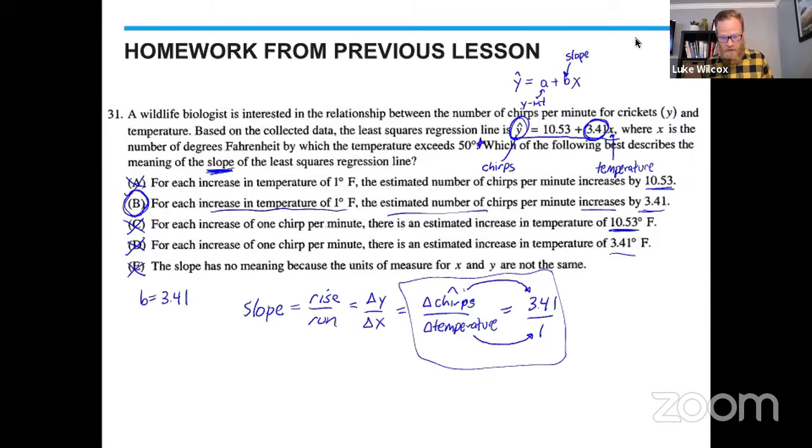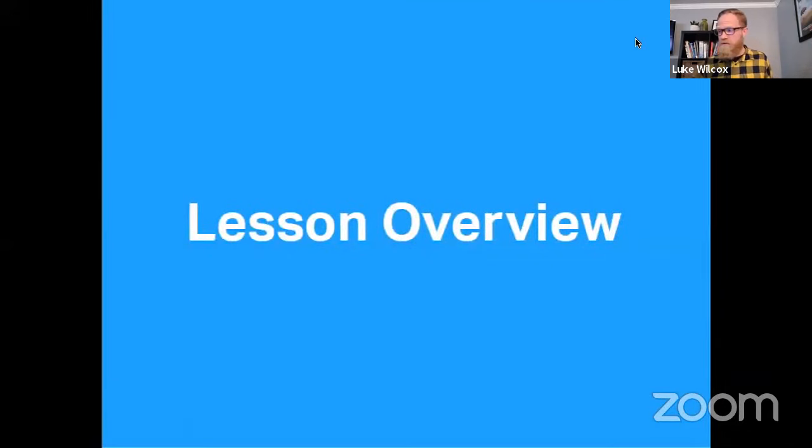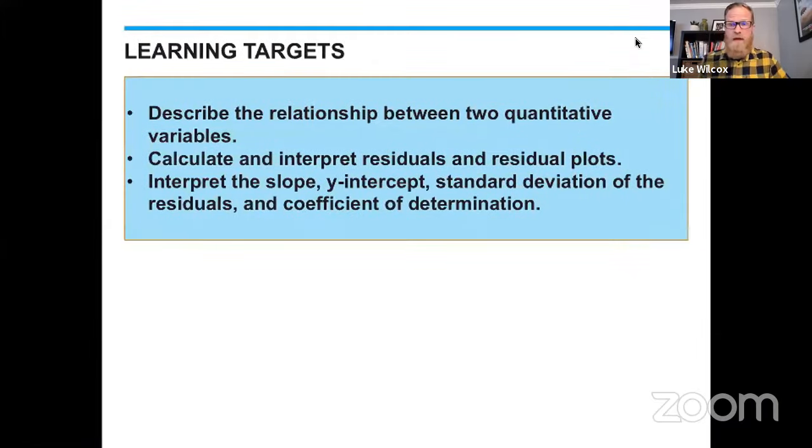All right, let's go ahead and jump into today's lesson. The way that I always start these lessons is by giving you a quick overview of the learning targets for this particular lesson. And there are 3 of them. And we've got a lot of ground to cover here in today's lesson. All right, so let's take a look. Learning target number 1 is to describe the relationship between 2 quantitative variables.